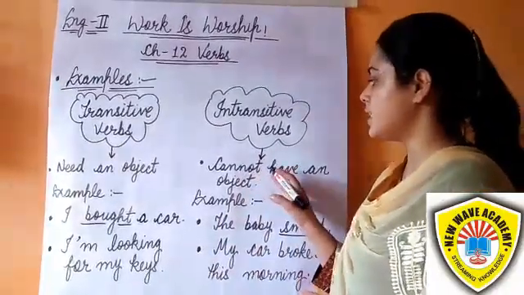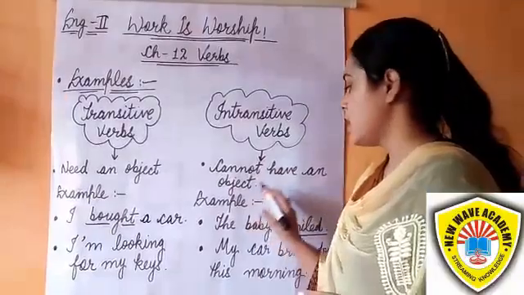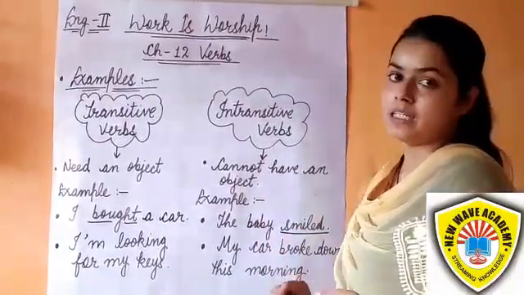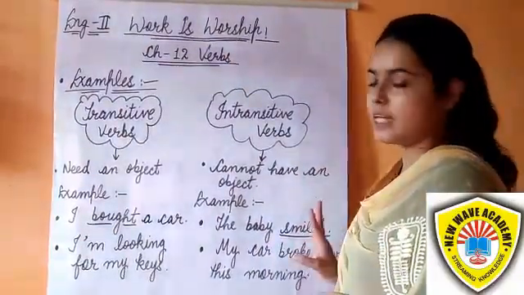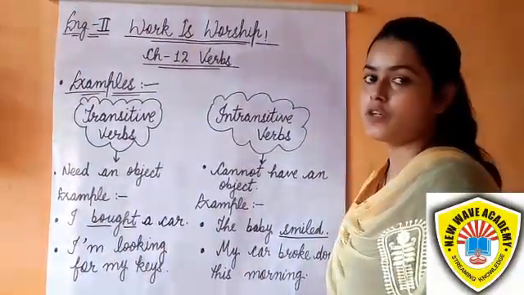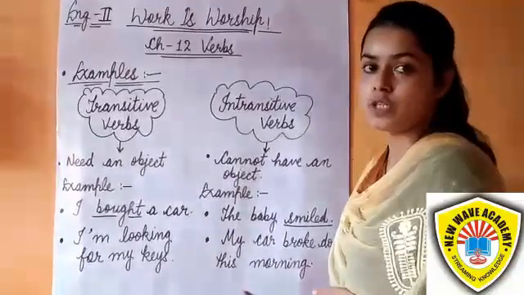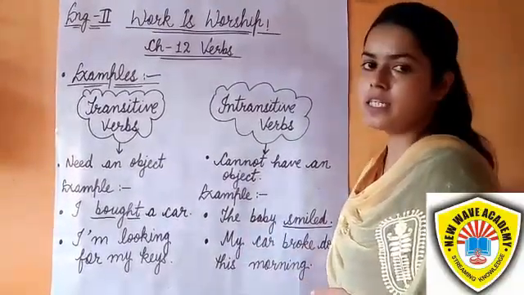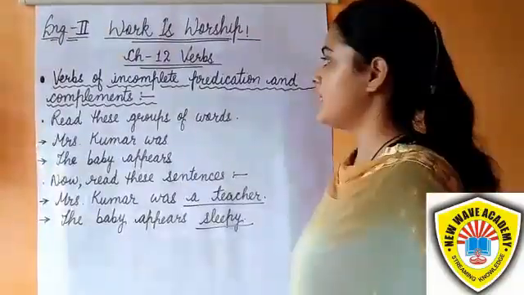An intransitive verb cannot have an object. Example: the baby smiled. There is no need of any object. My car broke down this morning. There is no need of an object to complete the sense. So it is an intransitive verb.